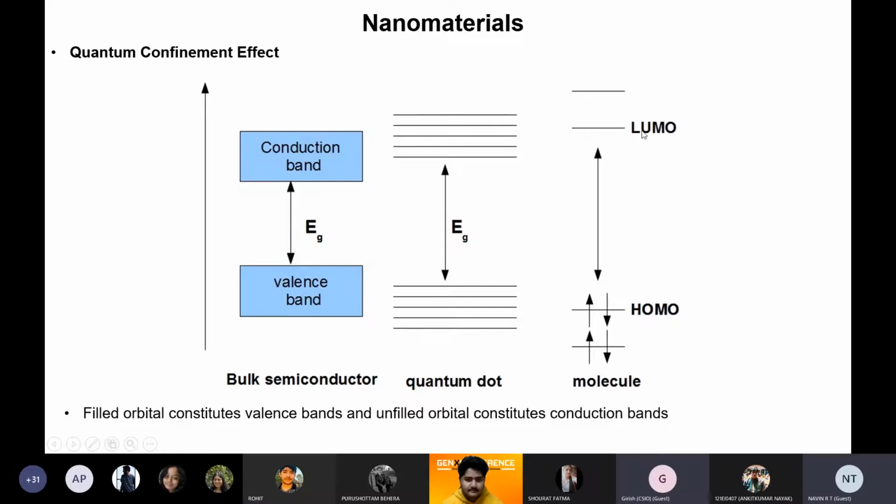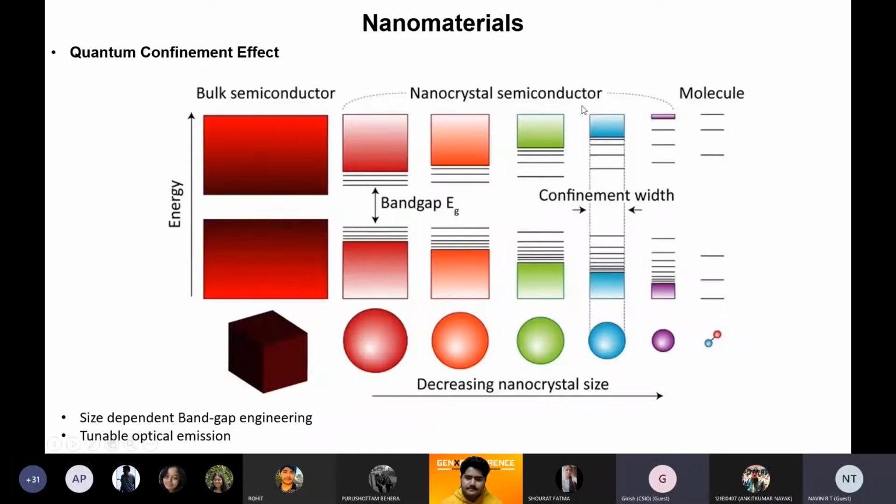And when multiple molecular orbitals combine with each other, they form the continuous conduction band and valence band that we normally call. Particularly in semiconductor nanomaterials, when we go from the molecular level to the cluster level to nanoparticles of different sizes, there is a shift in the band gap energy, and based on the size, the band gap energy changes. When we go from lower size to higher size, the band gap energy decreases, and therefore the energy required by an electron to jump from the valence band to the conduction band also decreases accordingly.